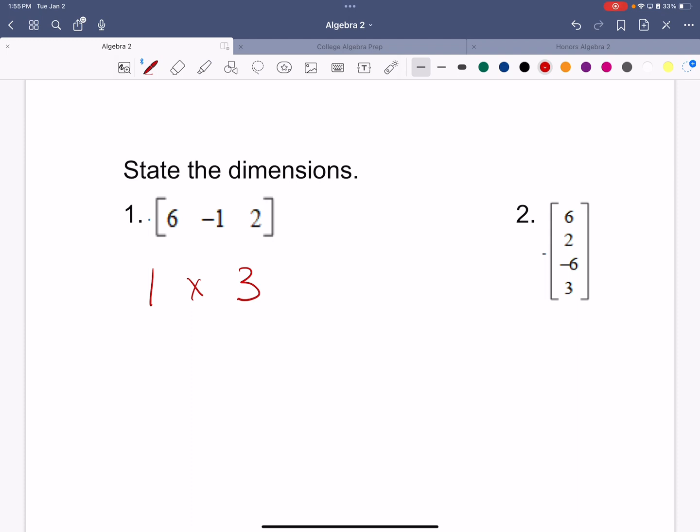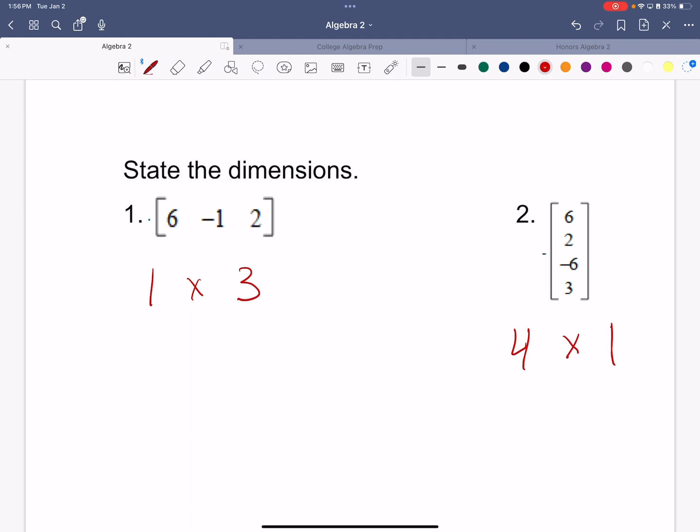The second one here, how many rows does it have? 4. How many columns does it have? Just 1. It has 4 things going this way. It has 1 thing going this way. That's why it's a 4 by 1. Do those 2 things make sense? Yes?